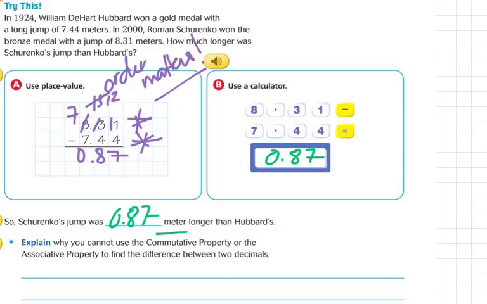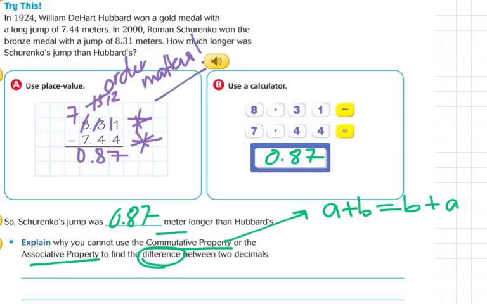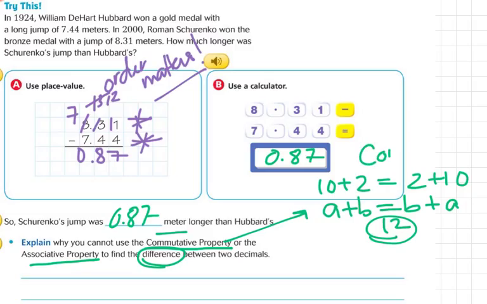It says, explain why you cannot use the commutative property or the associative property to find the difference between two decimals. Now remember, the commutative property of addition says it doesn't matter which way you add the terms, the sum will be the same. So if we plugged in 10 plus 2 or 2 plus 10, are we going to get 12 in both cases? Yes.